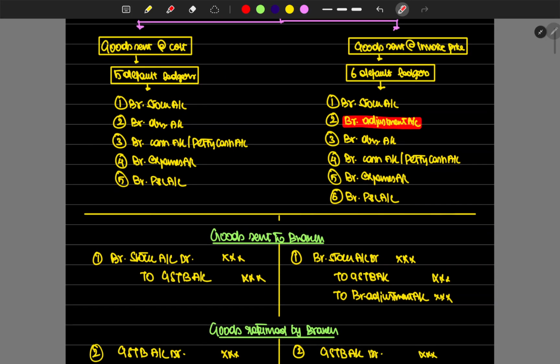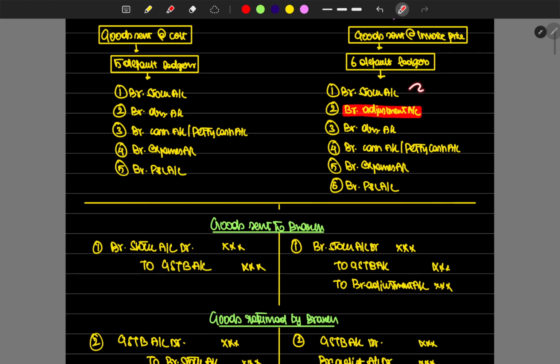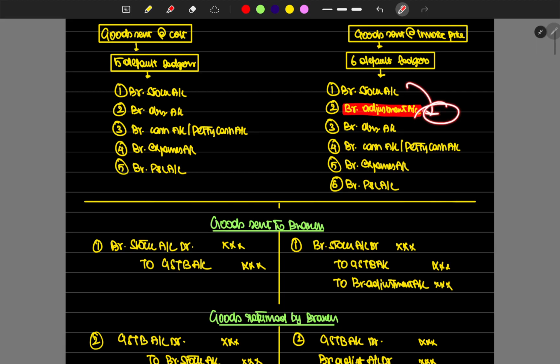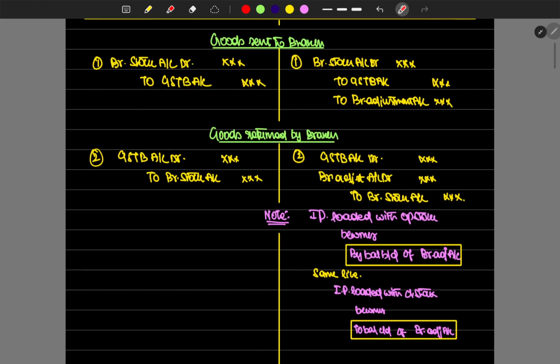We have to transfer the profit portion of the opening stock and closing stock, the unrealized profits, here. The opening stock of the branch stock account, the profit portion of that opening stock, is the balance brought down of this branch adjustment account. So I will go through them one by one.